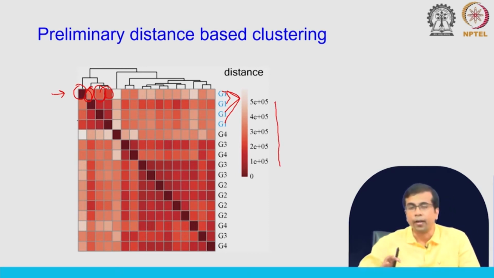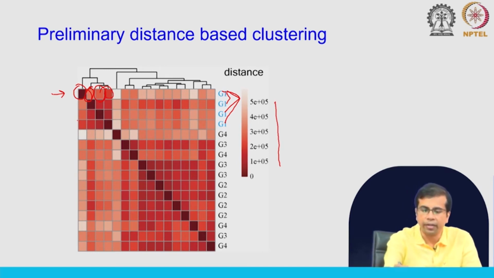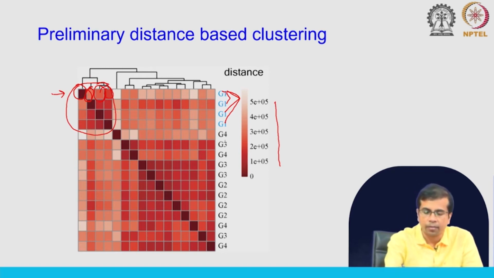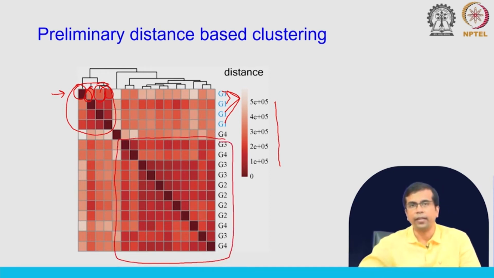So again, this is now clustered. Samples that are close to each other in terms of distance will be clustered together. What you see here is that these 4 G1 replicates are clustered together, so they are present in this corner of the matrix. Which means they are very similar in expression to each other. And if you look carefully, you can notice the other cluster on this side. You see that, right?